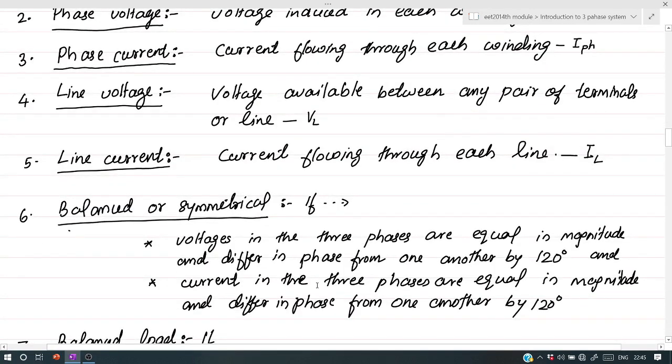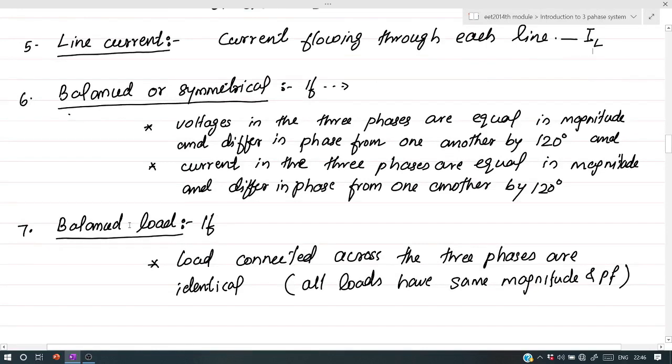Next terminology is balanced or symmetrical circuit, or balanced or symmetrical system. If voltages in the three phases are equal in magnitude and differ in phase from one another by 120 degree, and in a similar way currents in the three phases are equal in magnitude and differ in phase from one another by 120 degree, then that circuit or system is termed as balanced system or symmetrical system. Similarly, we can have balanced load. If loads connected across the three phases are identical, that is, all loads have same magnitude and power factor, then that load is said to be balanced load.